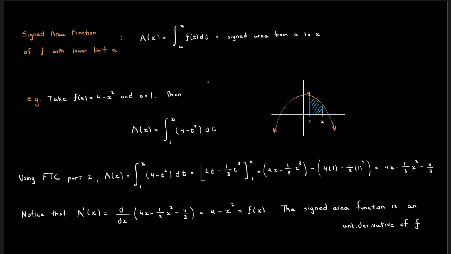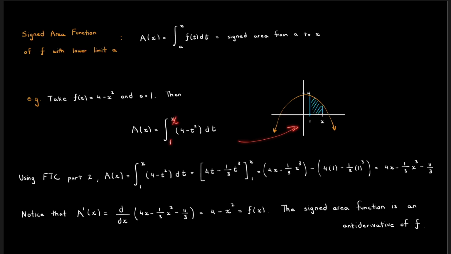So now that we understand what a signed area function is, we are going to motivate the statement of the Fundamental Theorem of Calculus Part 1 with an example before we look at the more general statement. So let's take f of x to be 4 minus x squared, and let's take our lower limit to be 1. So we're going to be finding the area so far starting from 1. Then we can define the signed area function A of x as the definite integral from 1 to x of, notice this is my f of t dt, so I'm using a different variable other than x here, 4 minus t squared dt. This signed area function represents the area from 1 to x.